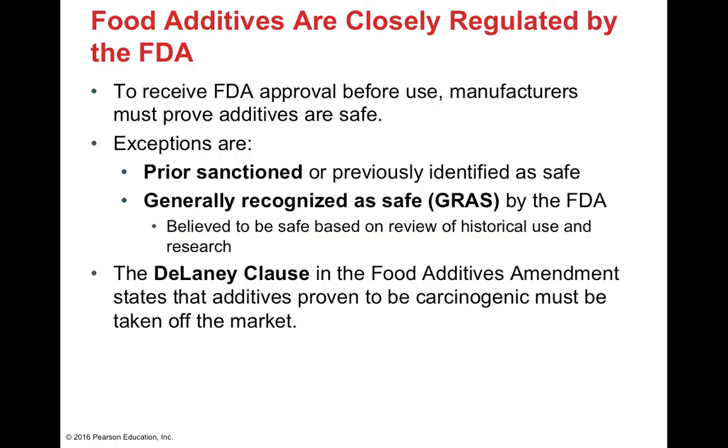Now, before we can add things to our food, we have to receive FDA approval. Before we receive that approval, we have to prove that additives are safe. Sometimes we can make exceptions to that. Things that have been previously used forever or prior sanctioned things can be previously identified as safe, or we can also have foods that are generally recognized as safe by the FDA.